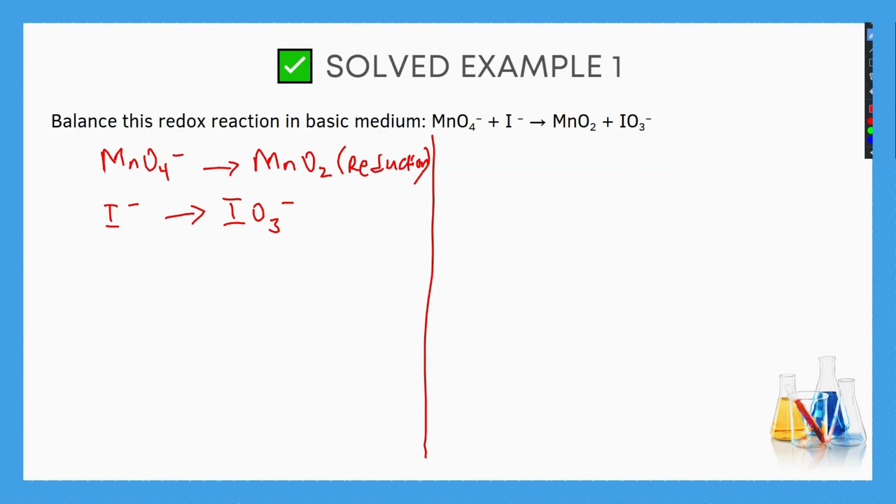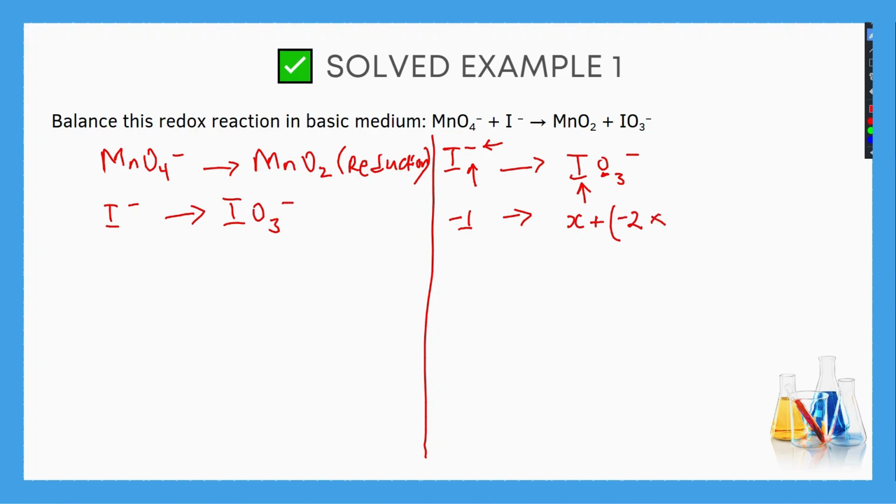So for the oxidation number of iodine, we have I- giving us IO3-. In this case, the oxidation number of iodine here is -1 because of this overall charge, which is a minus. So we have -1 as the charge here. Now, the oxidation number of iodine in this compound, we don't know. So let's call it X plus the oxidation number of oxygen in compounds, which is always -2, times how many atoms of oxygen do we have? 3. All of this will be equal to the overall charge, which in this case is -1.